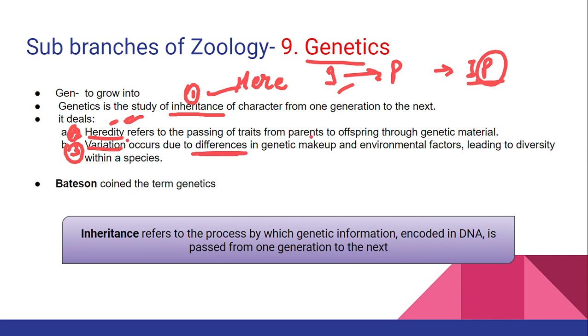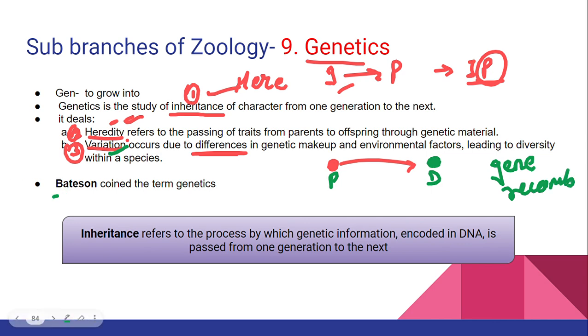Then what is variation? Variation is nothing but difference. Suppose this is the parent organism and this is the daughter organism, this is the daughter cell. What is the difference between parent and daughter? We call it variation. Look at yourself. You are not the exact copy of any of your parents, right? Probably your nose is similar to your father, your ear is similar to your mother, so you have variation. You are not the exact copy of your parents. How does this happen? Due to gene recombination.